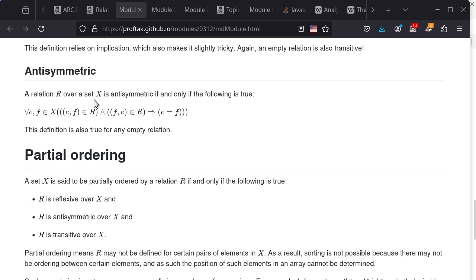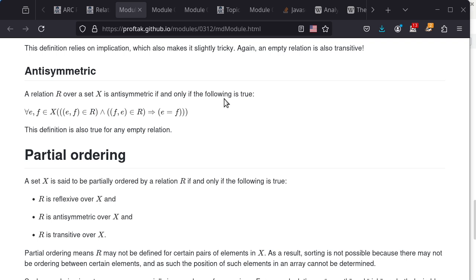All right, so anti-symmetric. For every way to find values for E and F, they both have to be elements of X. (E, F) is in R and (F, E) is in R implies E and F are the same. So we're going to apply this to all the examples that we have gone through.